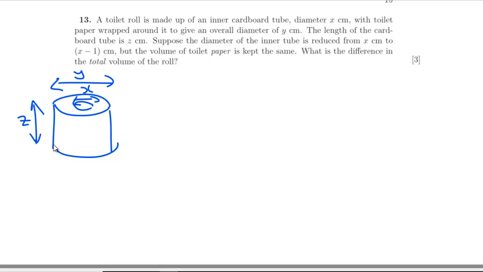So what have we done? We've started off with the volume of the paper, which is going to be pi y squared z. Oh, these are diameters though, so over 4, because y over 2 is the radius, minus pi x squared z over 4. So that's our volume of paper, and this is staying constant.